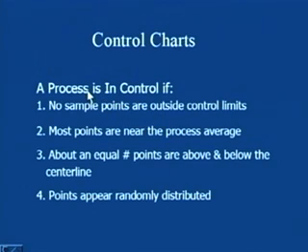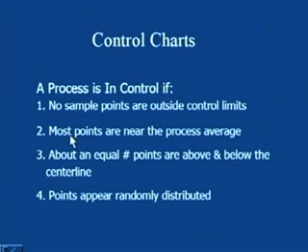When will we say that our process is in control? Whenever we talk about a control chart and say that our process is in control, we are saying that our process is in a state of statistical control. These are some of the points that we need to observe carefully. First, no sample points are outside the control limits. There should not be any point beyond the limits, either above the upper control limit or below the lower control limit.